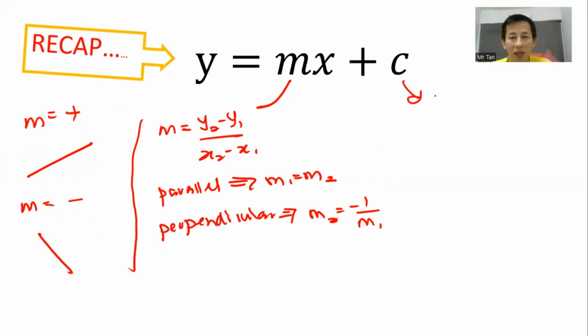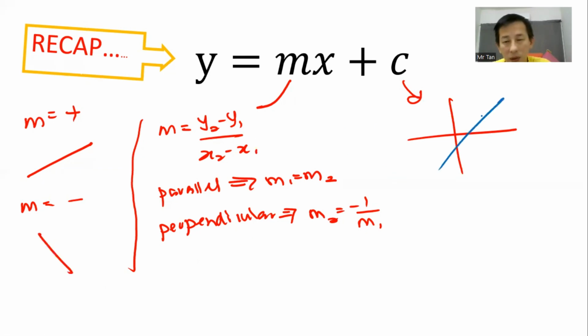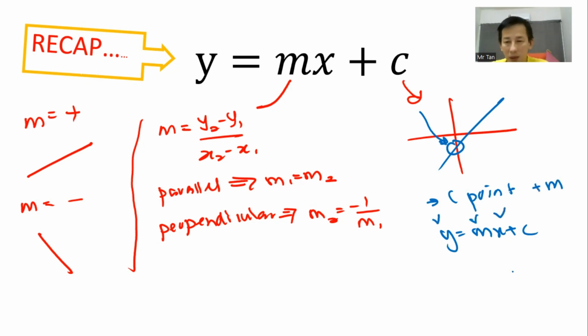And to find the c, you look at the graph. Your c should be here if it is from the graph. Otherwise, you need one point, and then you substitute into y equal to mx plus c. You need one point and the m, so you substitute the y, the m, and the x. That will give you c equal to something.